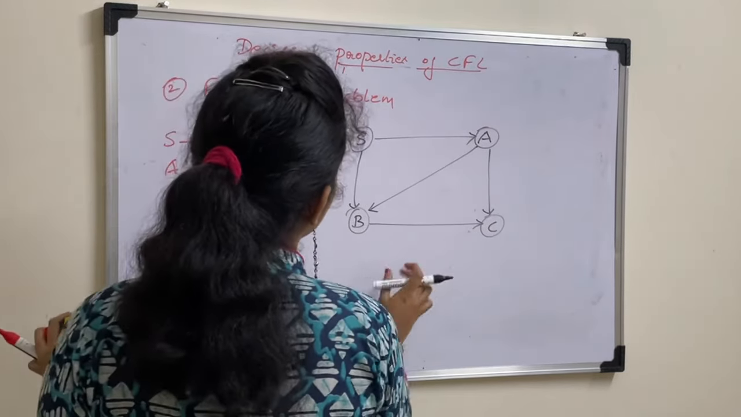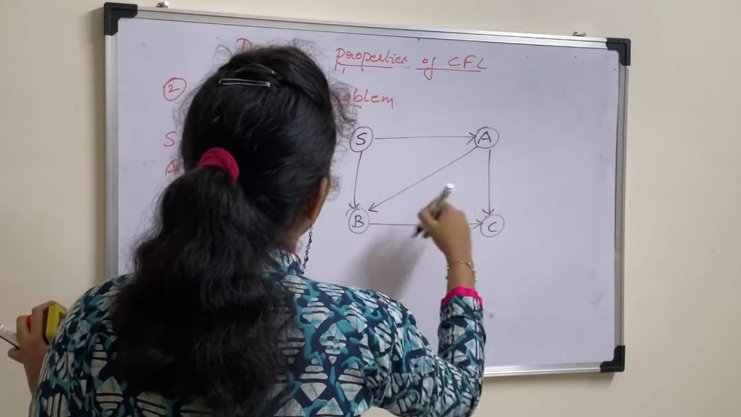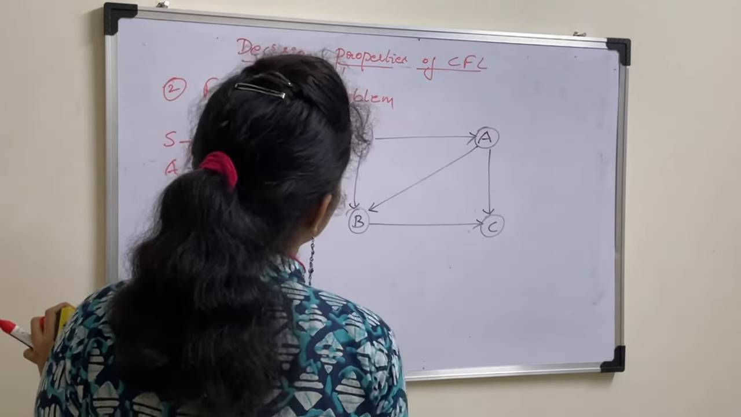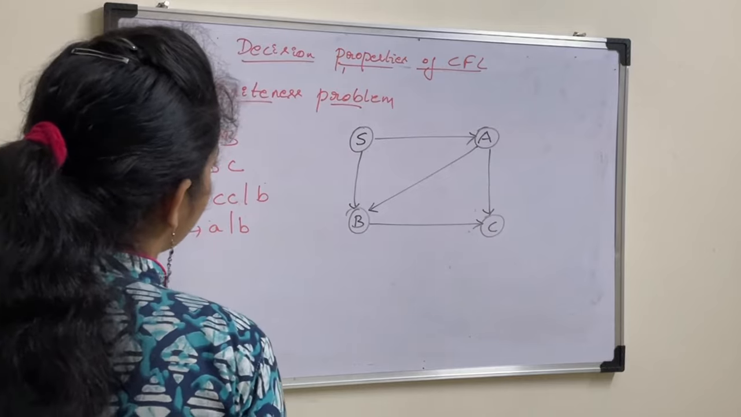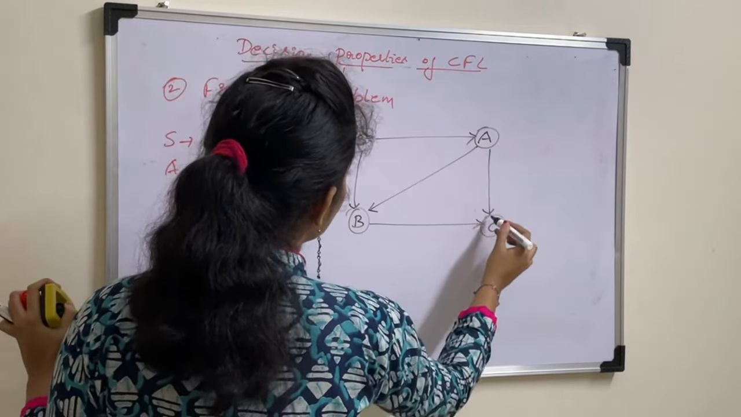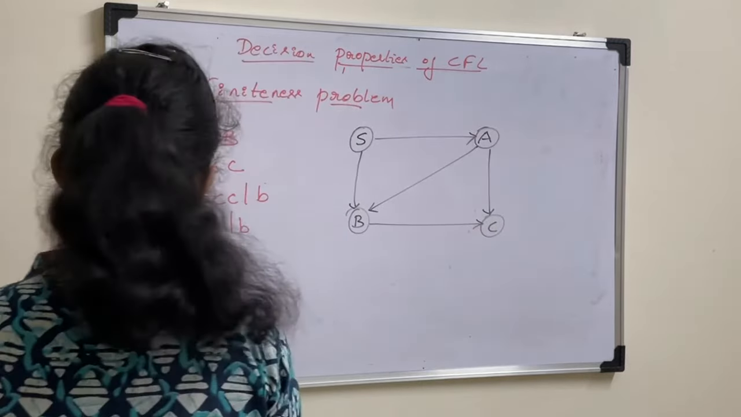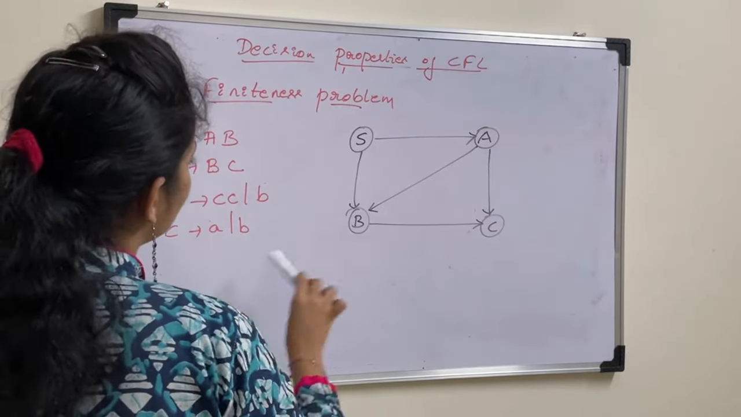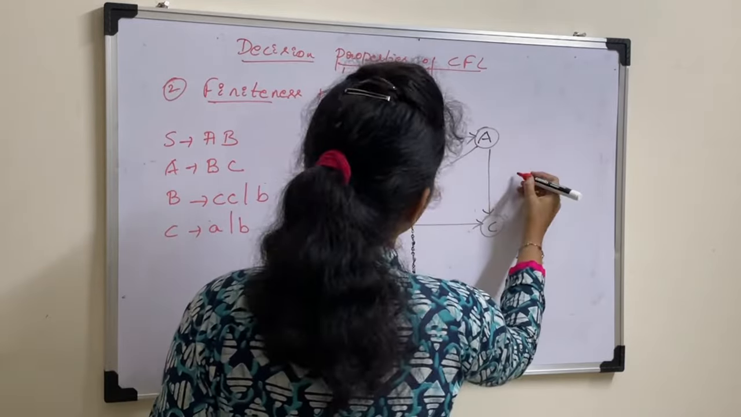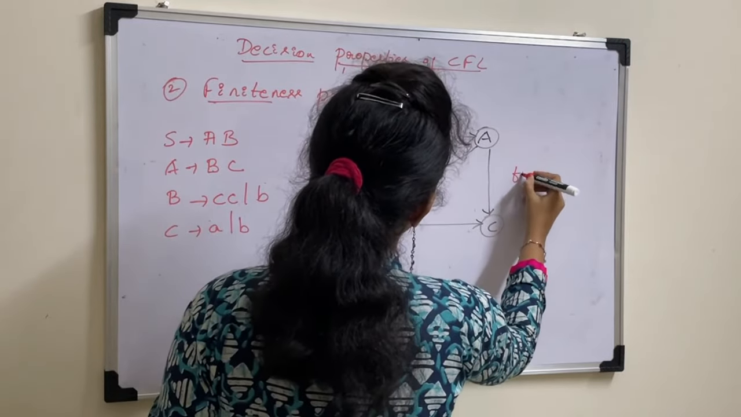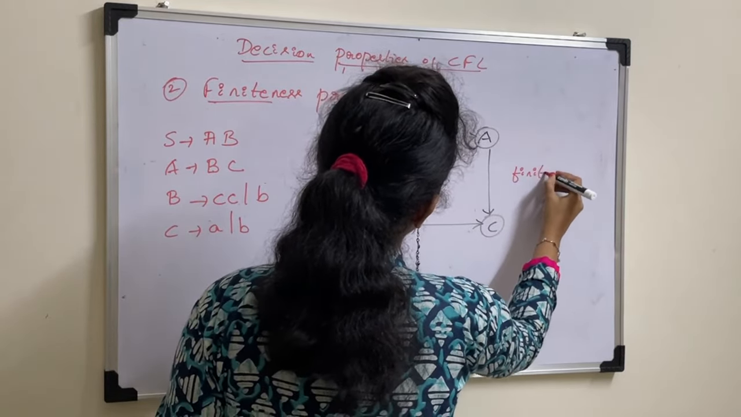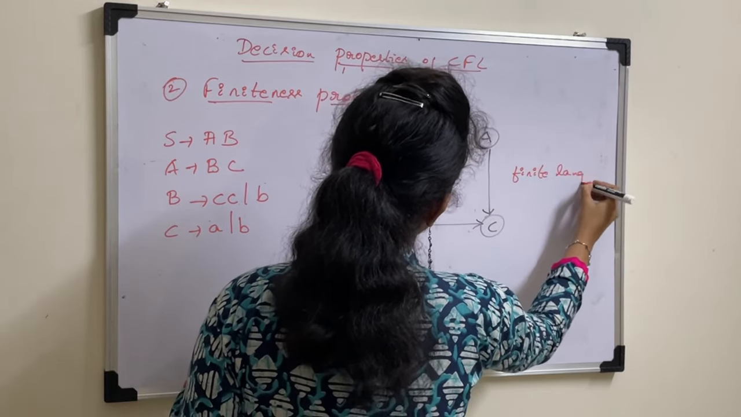Now, check if this graph has any loops or cycles. There are no loops in this. As this graph does not have any loops or cycles, it is a finite problem and it generates a finite language.